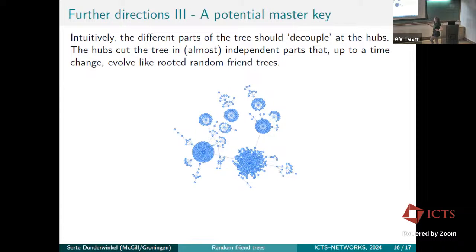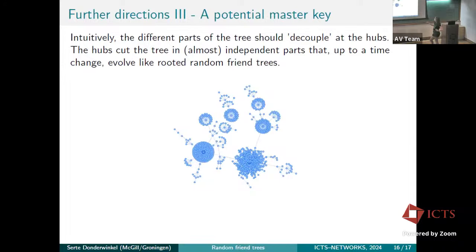So up to a time change, of course this one and this one can't grow at the same time. That's obvious. But up to a time change, they should basically be independent from each other, because they both can't really affect the degree of this hub by a significant amount. And then restricted to this tree, we just have the dynamics of the random friend tree. We have a sort of rooted version, because this one can send something towards the hub, similar to this one. And very rarely they are going to get something from the hub. Actually, only a finite number of times in total, because the probability of the hub sending something this way is like 1 over n squared. That's summable. That's not really going to happen so often.